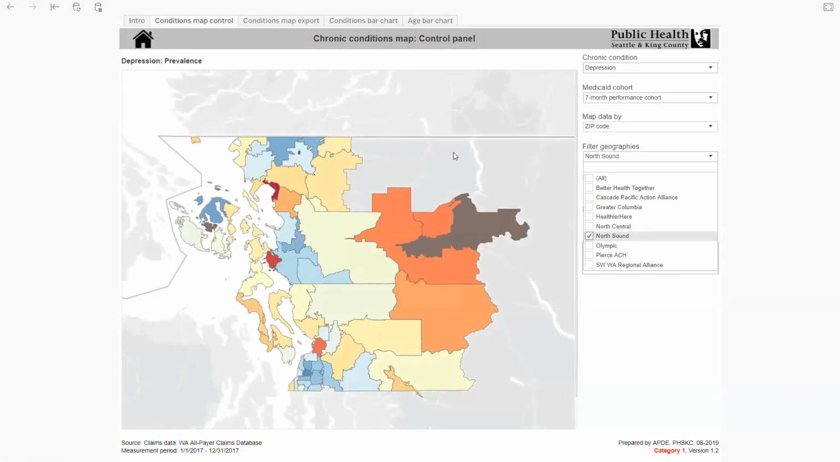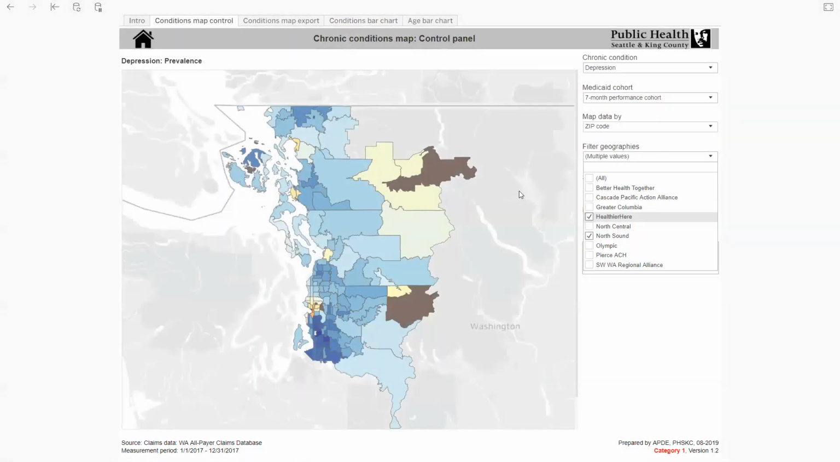I find it more useful to look at a given region or collection of regions. So you could look at North Sound and King together because they border each other, and that might be interesting. Of course, then you don't see any red, right? Because you really have to zoom in over here to see. I'm not going to zoom in right now because it might be a little slow on the shared screen. There are areas of downtown Seattle where there's a large homeless population that have very high depression prevalence, is my guess.